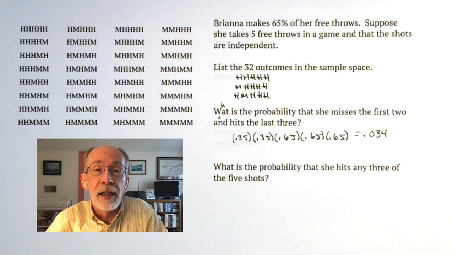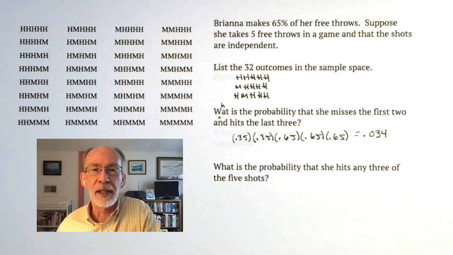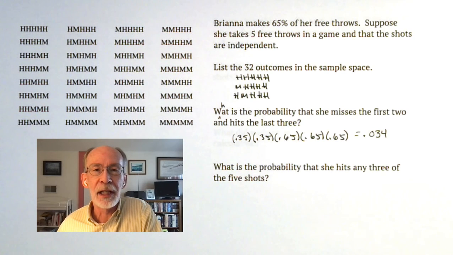The second thing we have to know is the number of outcomes out of the 32 that involve having two misses and three hits. One thing you can do is simply go through this list and count up one by one all of the outcomes that involve two misses and three hits, and hope that you don't miscount. I will tell you for free that if you do that, you're going to find that there are 10.